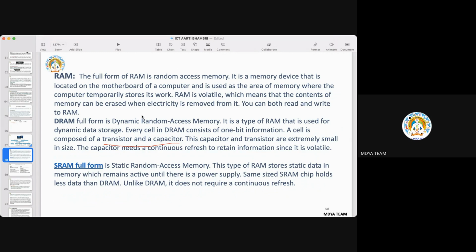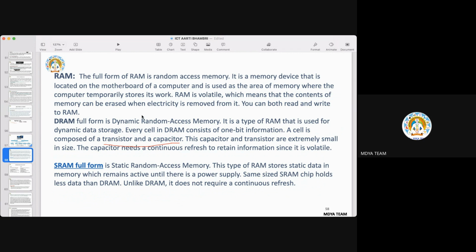So DRAM is dynamic random access memory. Dynamic random access memory means every cell consists of one bit of information only. So a cell is composed of a transistor and a capacitor. Transistor is a switching device, on and off, and capacitor temporarily stores that information. Whatever switching processing is delivered, it is temporarily stored in a component which is called a capacitor.